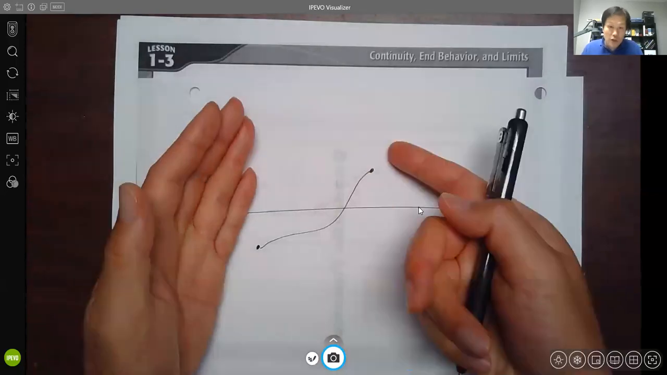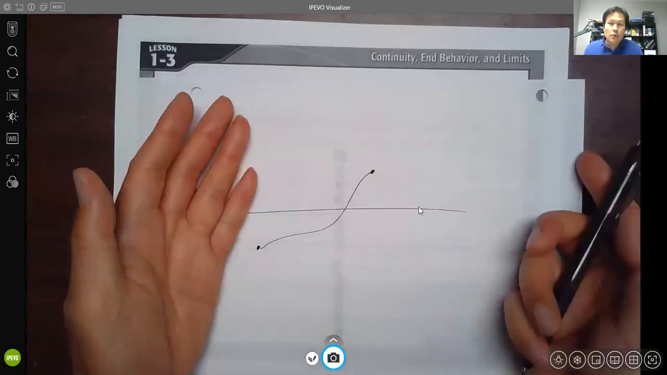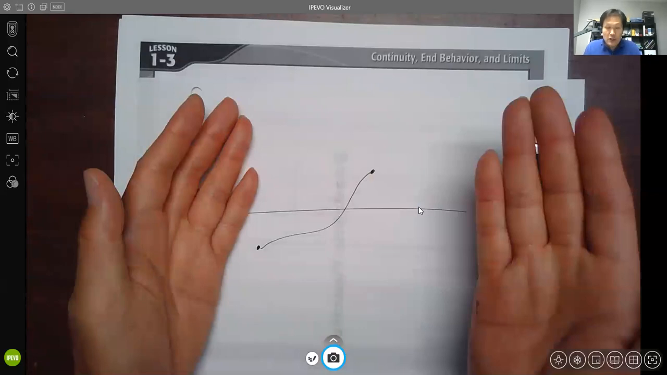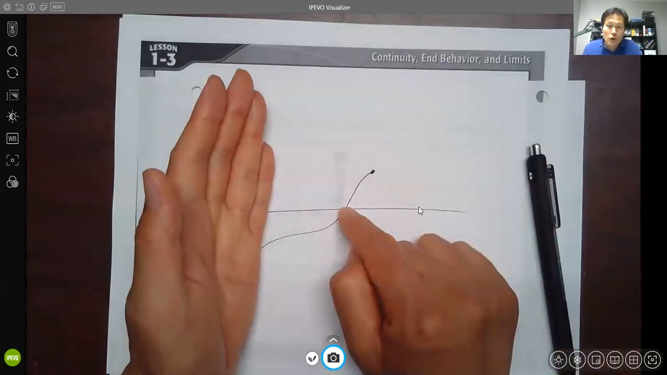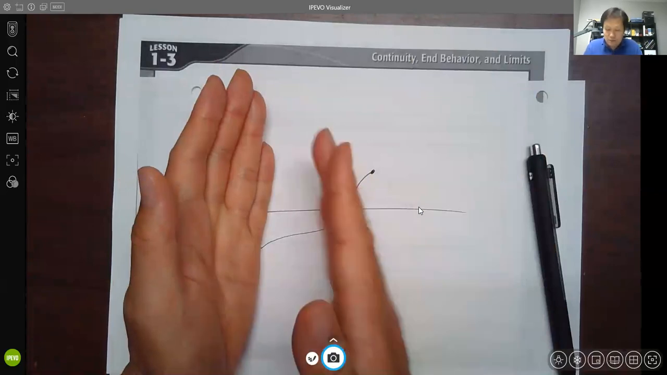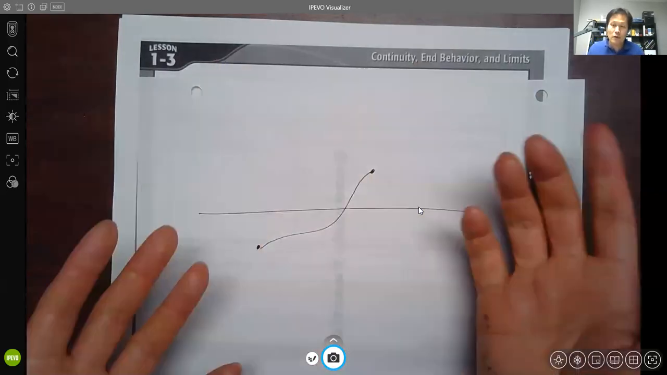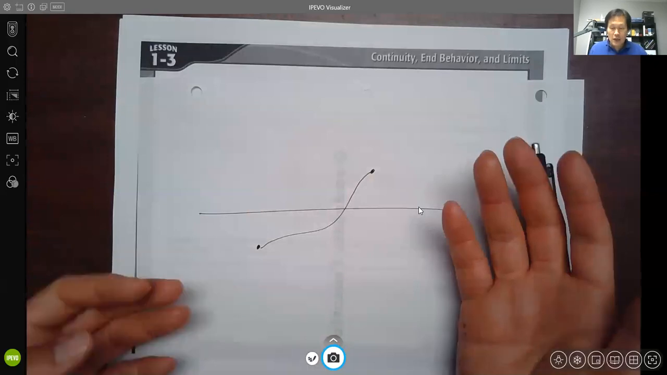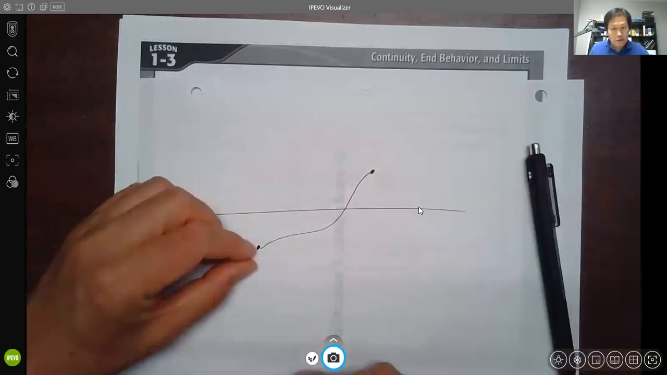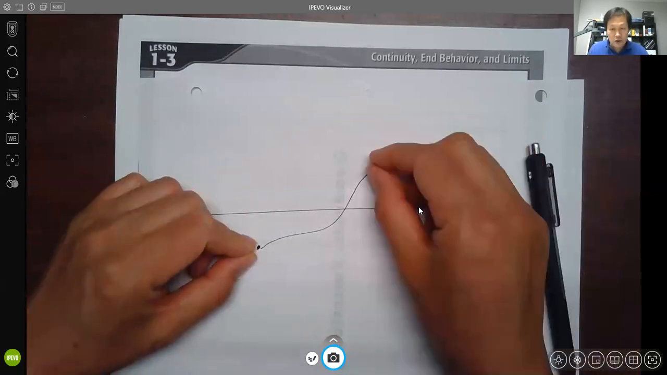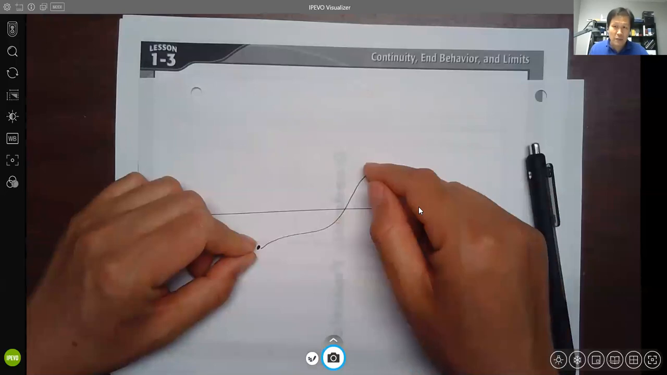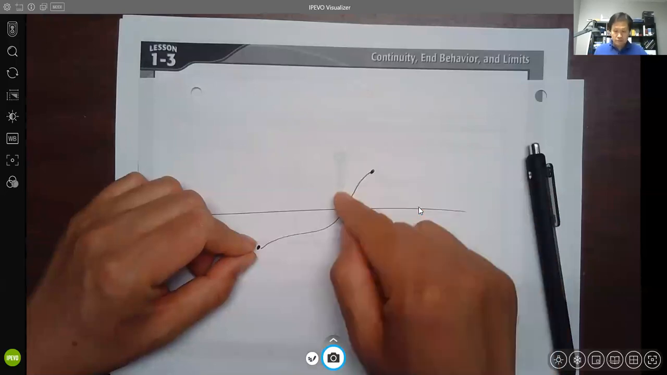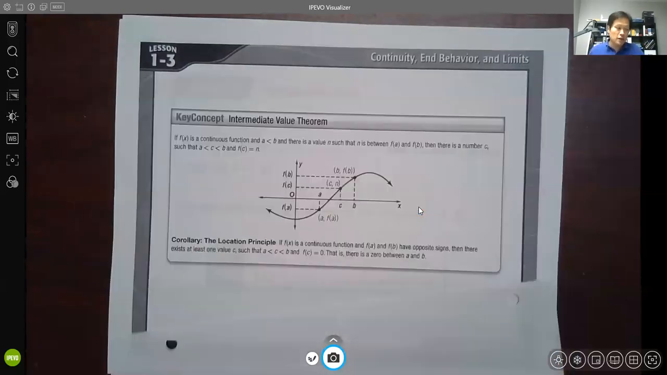Can you pass more than once? That's possible. But all I'm saying is, between these 2 points, you have to have at least one x-intercept, because you have to connect them somehow. Does that make sense to you? So what does that mean? If the y value is negative here and positive there, there's got to be a zero between. What is zero? The x-intercept. The graph has to pass the x-axis somewhere. That's what they're saying here.